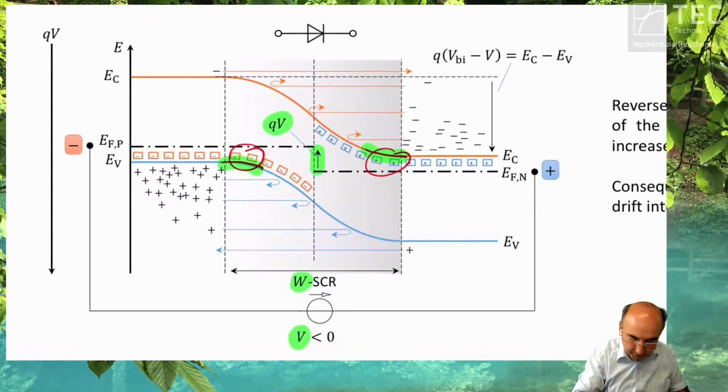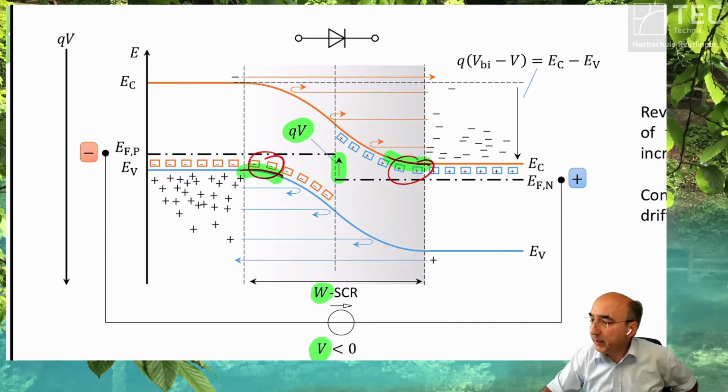There, I said, if you apply a reverse bias, you first increase the space charge. Okay, the charges in the space compensate for the applied voltage. Okay, we learned that. And the minorities at the edge of the space charge are drifting through the space charge and making the so-called saturation current.